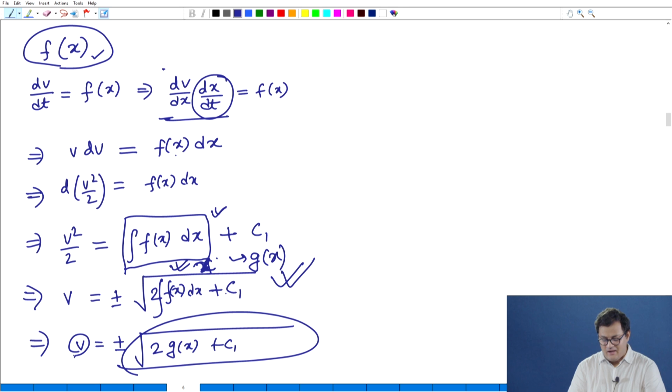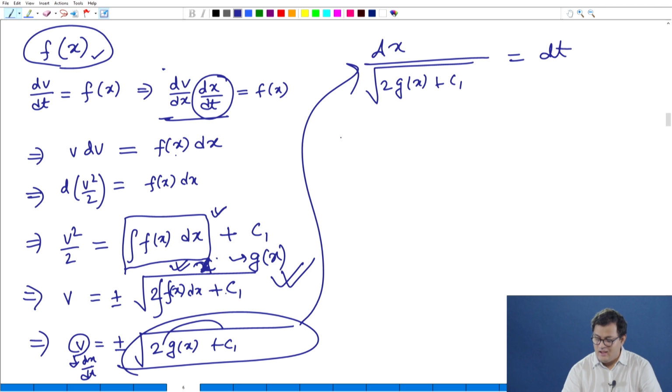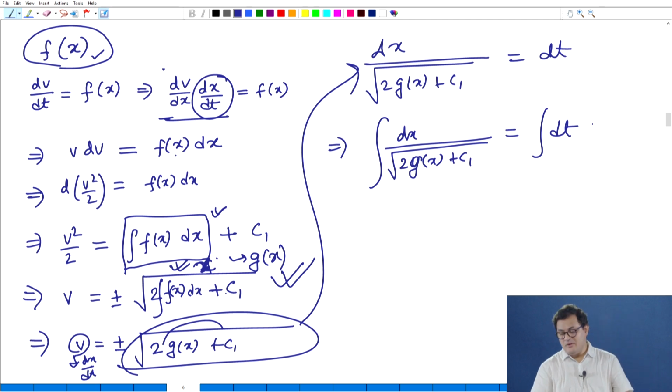Now you can write this v as dx by dt and take that to this side with dx. So finally, your equation will be dx over root 2 g of x plus c 1 is equal to dt, and then you integrate both sides. Either you use the proper integration, or if you have some formula known, you can use that.